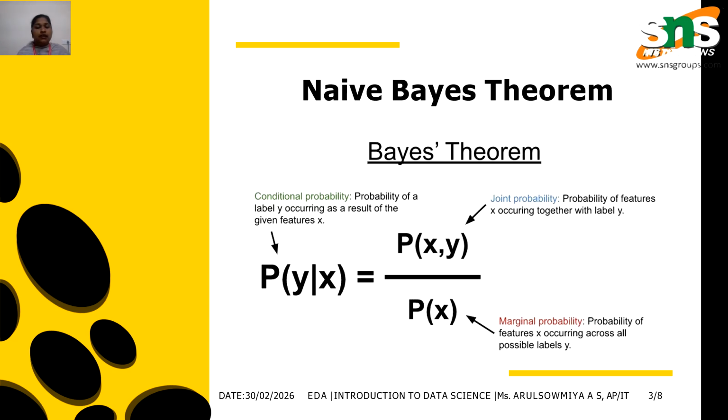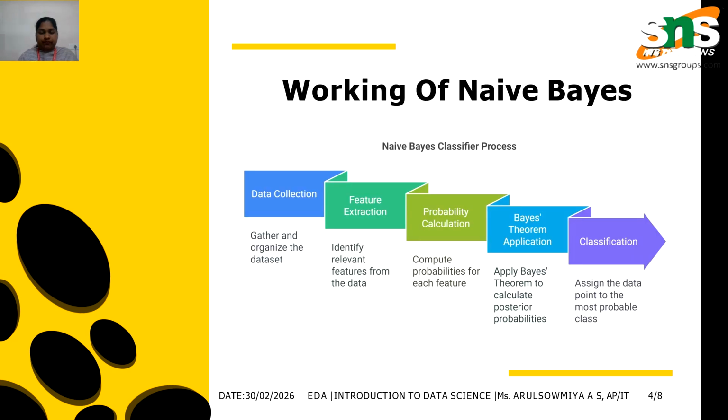So this is the Bayes theorem formula. The probability of Y given X is equal to the probability of X and Y divided by the probability of X.